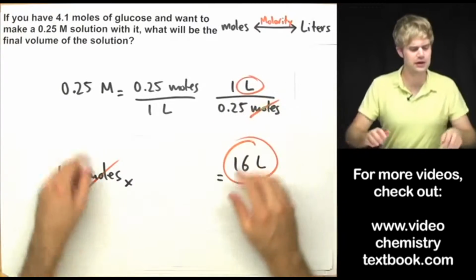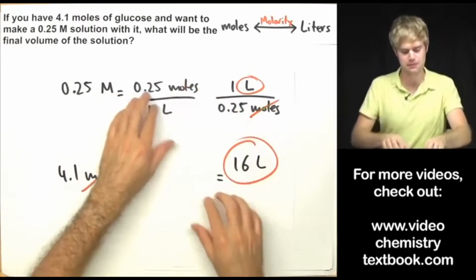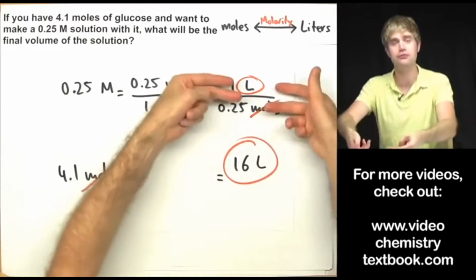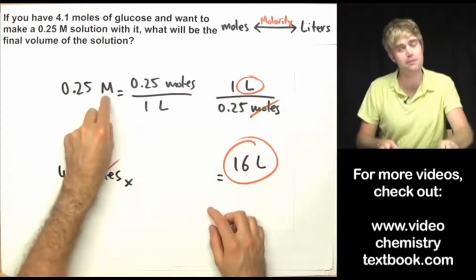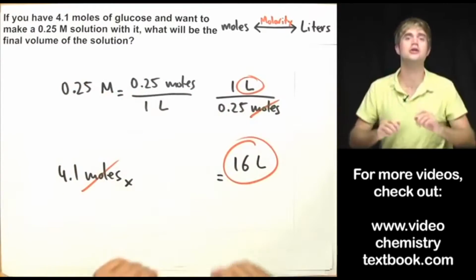So all I had to do here was take the molar concentration, unpack it to get moles over liters, but then since that didn't work, I had to flip the conversion factor. You'll always have to unpack molarity. You may or may not have to flip the conversion factor to make it work.